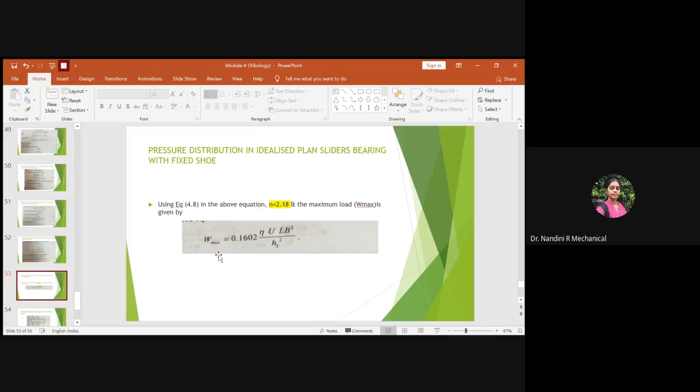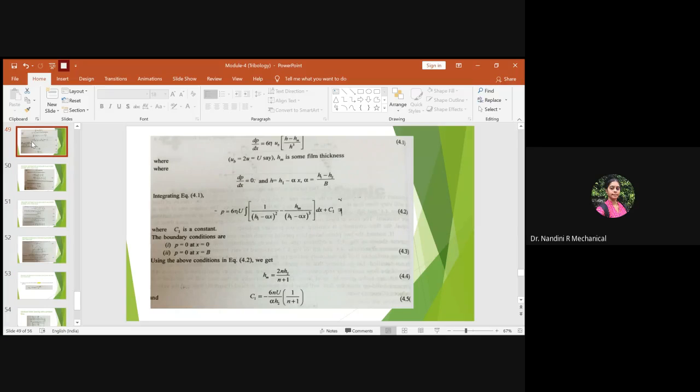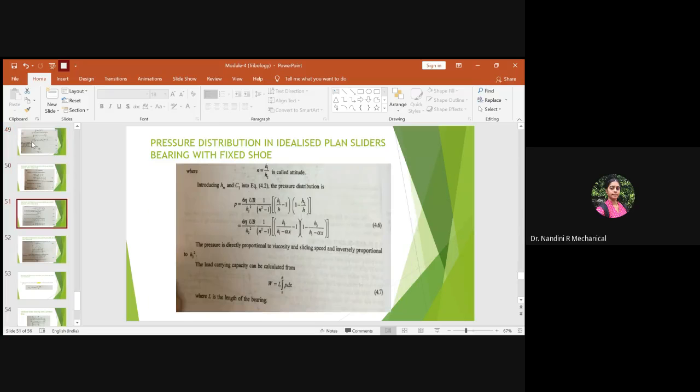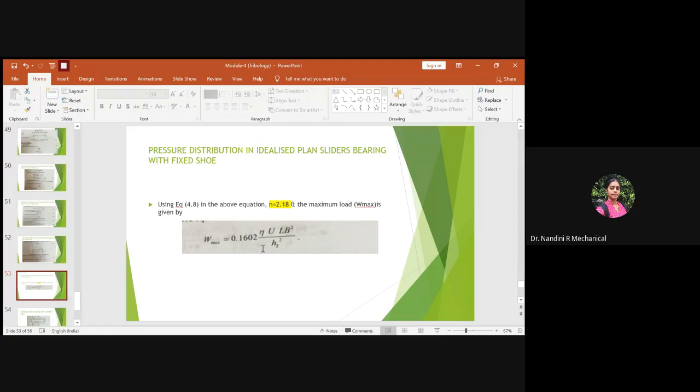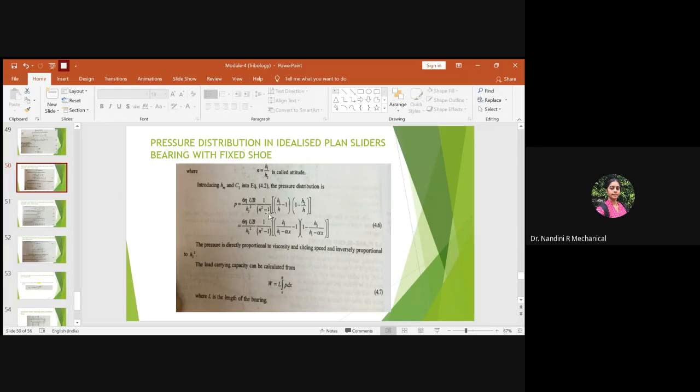See this, you will usually get a problem on this wherein you need to determine many components right from pressure distribution. Then you will calculate the load bearing capacity. Sometimes they can ask you just the load bearing capacity, then you have to use this equation. If they ask you to find the maximum load bearing capacity, you should also know this equation to find the maximum load bearing capacity of a given plane slider bearing. Apart from that, they can ask you the shear stress value and pressure distribution. So you should be able to use this equation and find out pressure distribution.